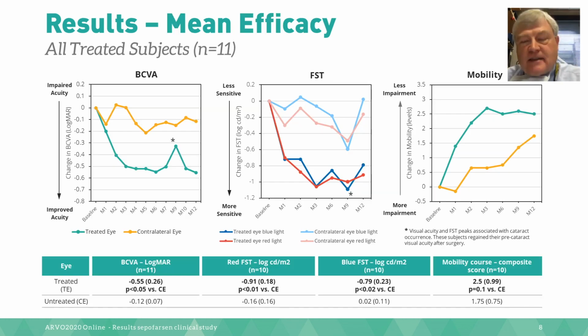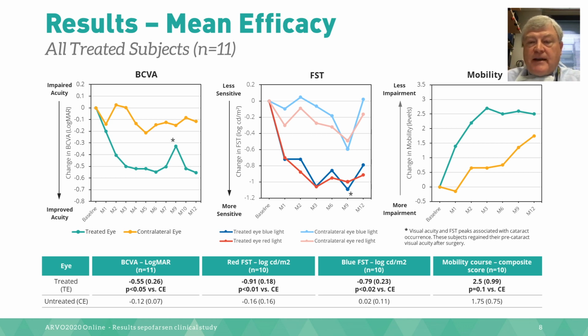The mean change in best corrected visual acuity, full field light sensitivity, and mobility improved compared to the better seeing contralateral eye. The graph on your left is visual acuity with the treated eyes shown in green and the uninjected in yellow. The middle graph shows FST for red and blue light, with treated eyes shown in more intense hues and uninjected controls in lighter hues.